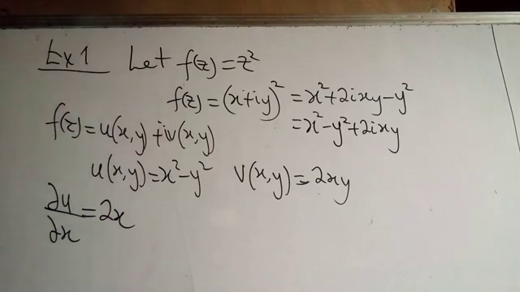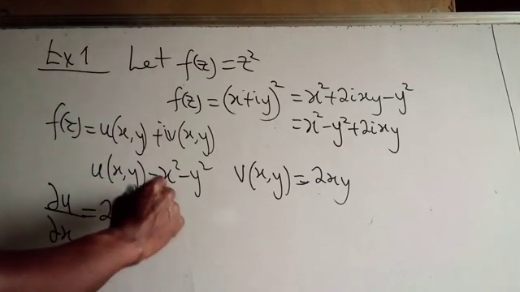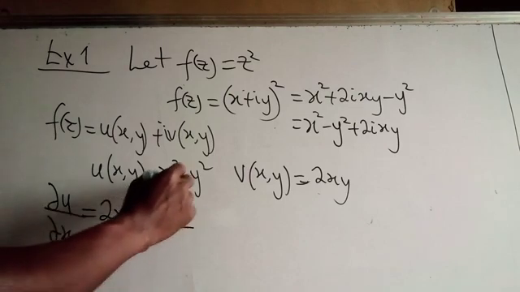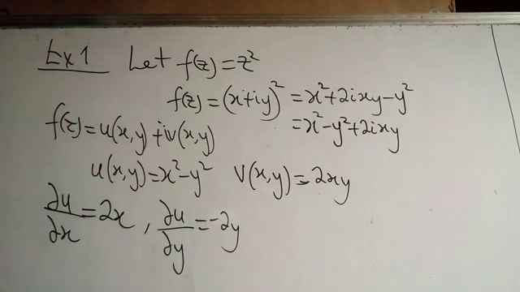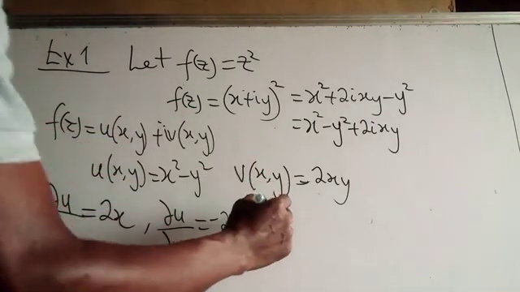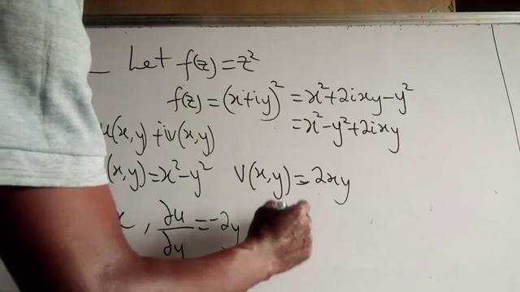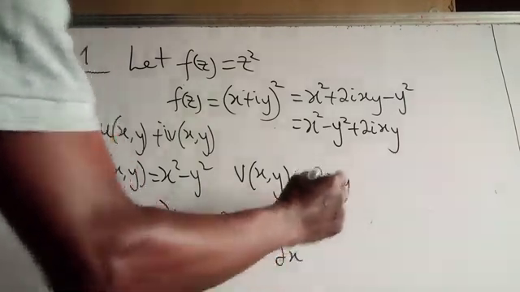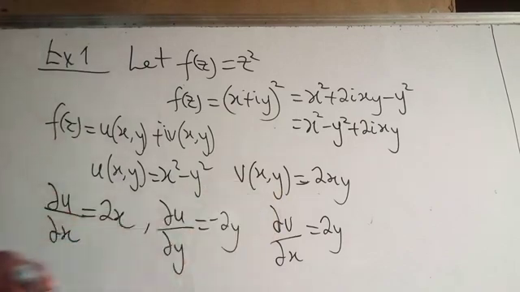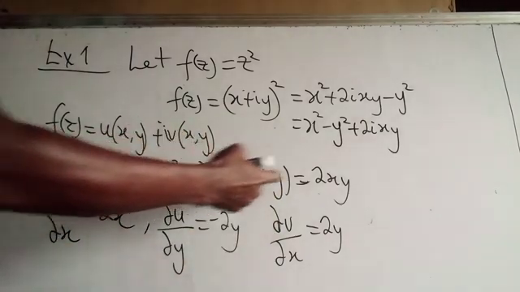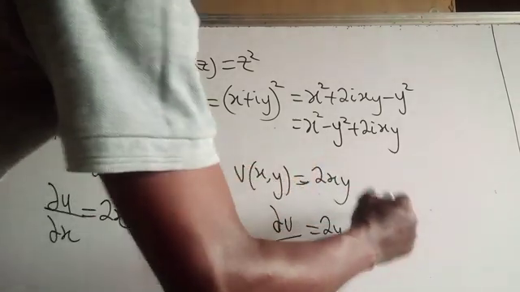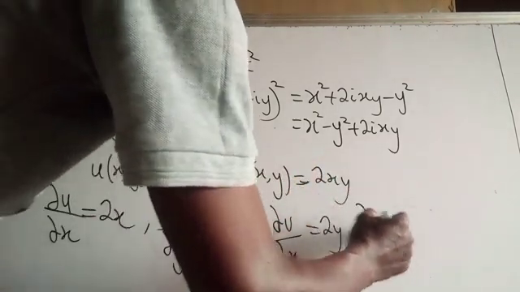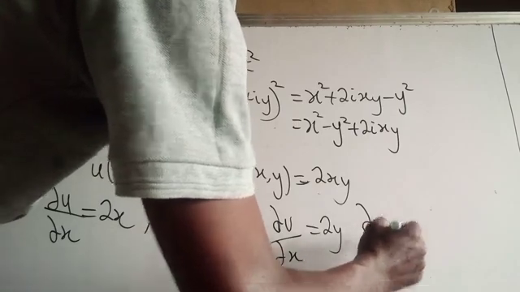Okay, and the partial derivative of u with respect to y here will be equal to minus 2y. I hope you are getting that. So the partial derivative of v with respect to x will be equal to what? 2y. I hope you understand that. You are differentiating v partially with respect to x, so y will remain. And the partial derivative of v with respect to y will be equal to 2x.